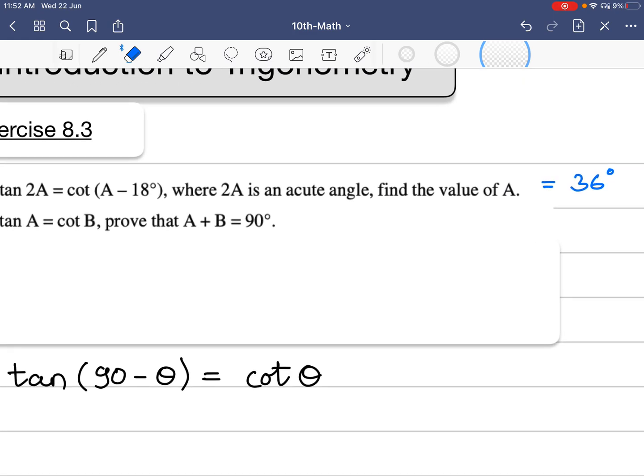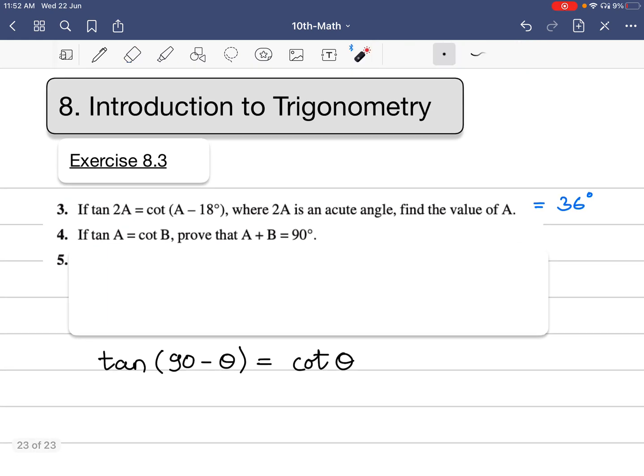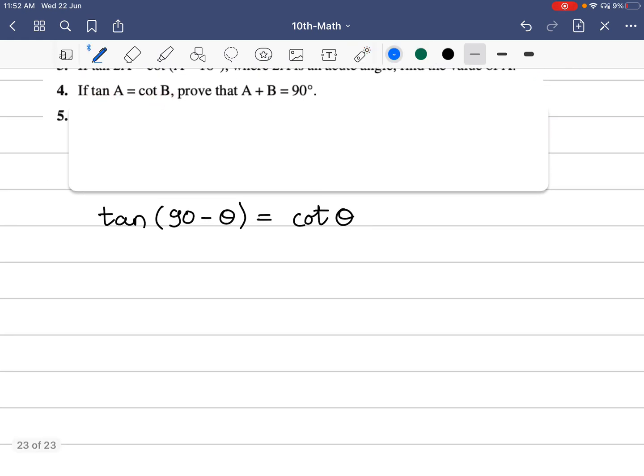Now, once again, what is the scenario that is given in the question? We have tan and cot on two sides of the equation, and we know that tan and cot are two trigonometric ratios which are related to each other by complementary angle property. So if we have tan here and cot here, we should use this complementary angle property and try to solve the given problem. Now they say that tan A is equal to cot B. So again, I'm going to take the left hand side first. Left hand side of the equation is equal to tan A, but tan A can be written as cot of 90 minus A.